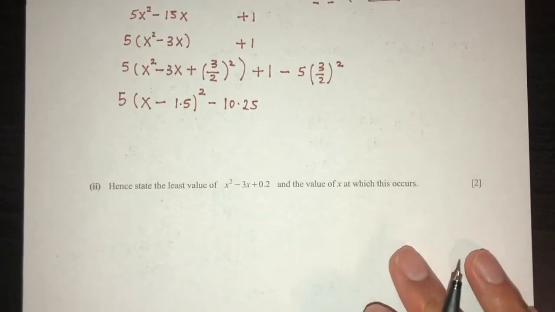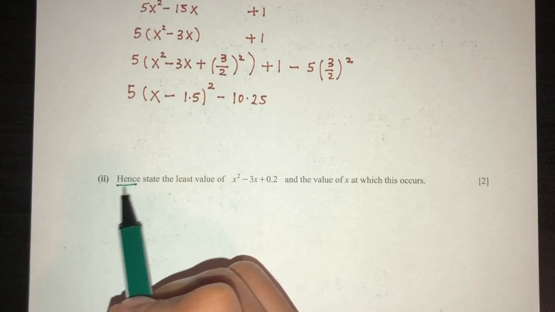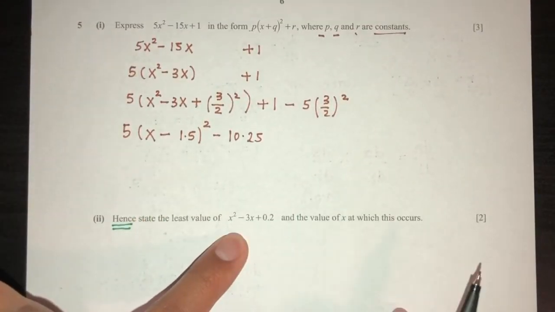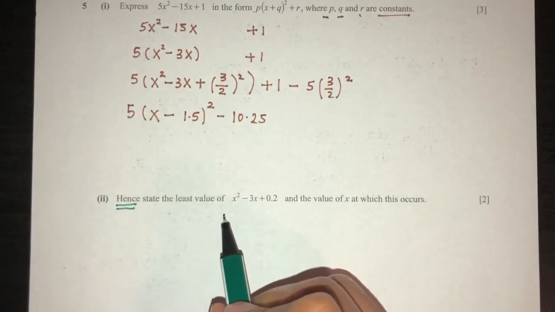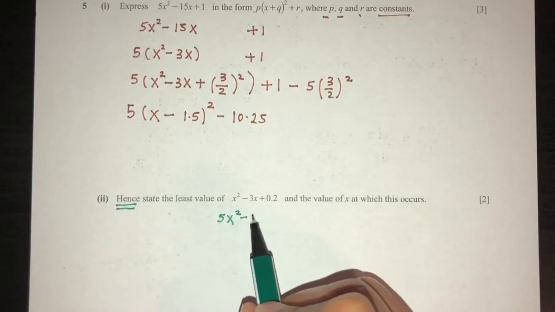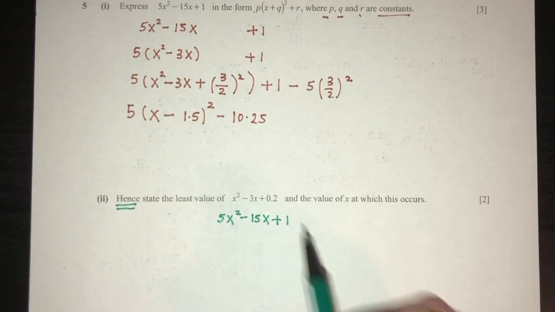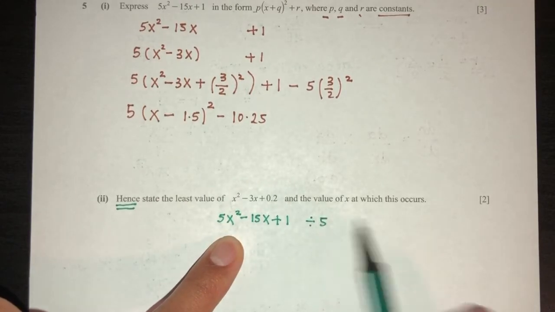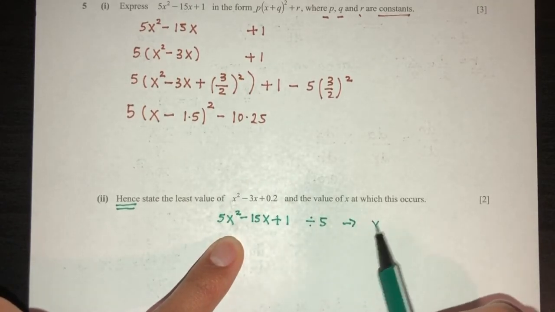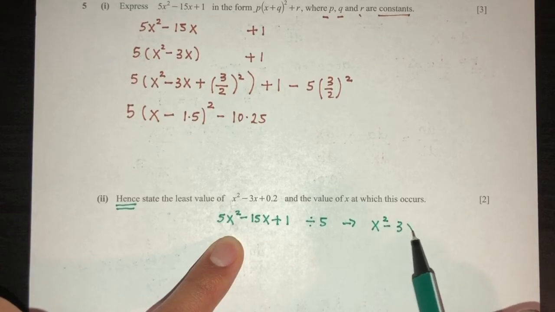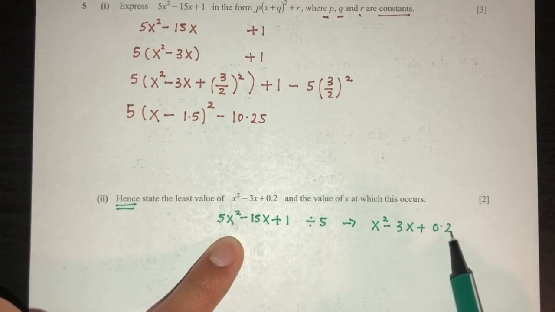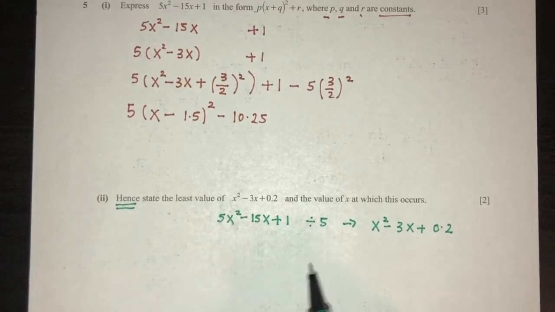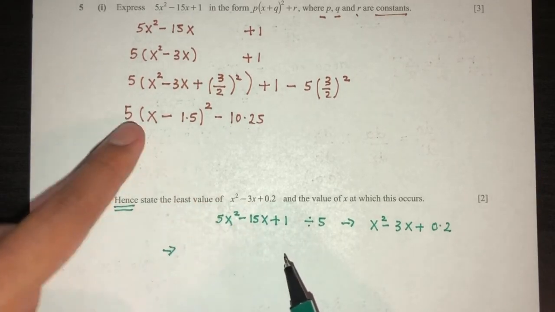Now moving on to second part. So whenever you see "hence" in a question, it means you have to use your first part to find this answer. So in part 1 we had what? We had 5x squared minus 15x plus 1. Now watch this. What happens if I divide everything by 5? This will become x squared minus 3x plus 0.2. So this one is the same thing but divided by 5. So it means that it is also the same but divided by 5.